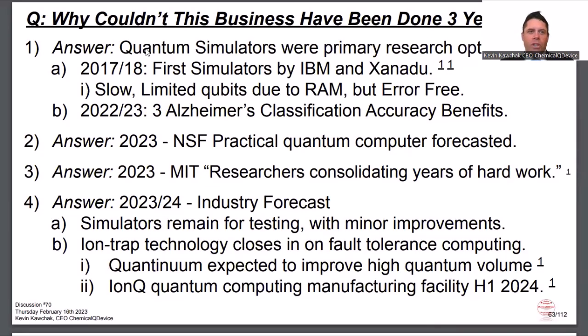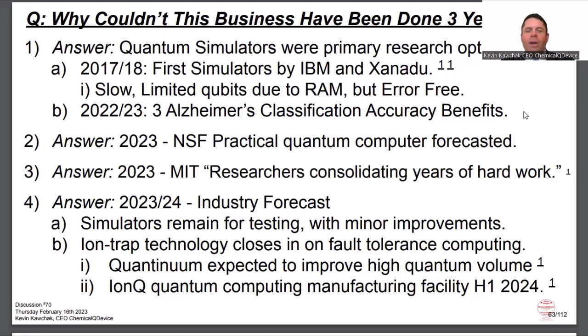So I wanted to approach this. Here's a question: why couldn't this business have been done 3 years ago? The answer is quantum simulators were primarily the research option. In 2017-18, the first simulators were by IBM and Xanadu. They continue to be slow and limited in qubits, but they're error-free. Now in 2022, 2023, the previous chart, the Alzheimer's classification accuracy, showed benefit just on limited quantum simulators. Now, the answer here is a practical quantum computer.